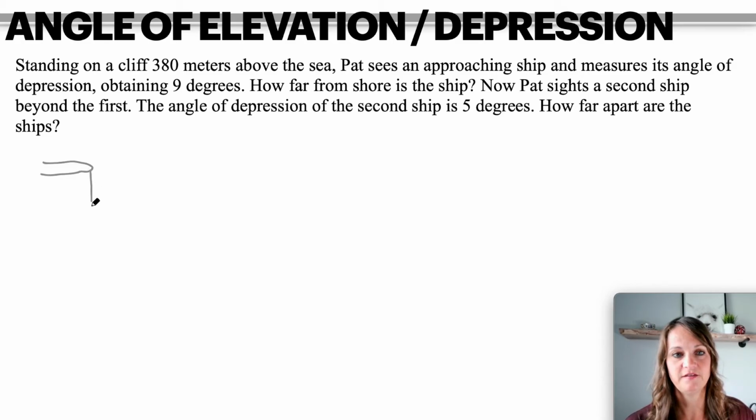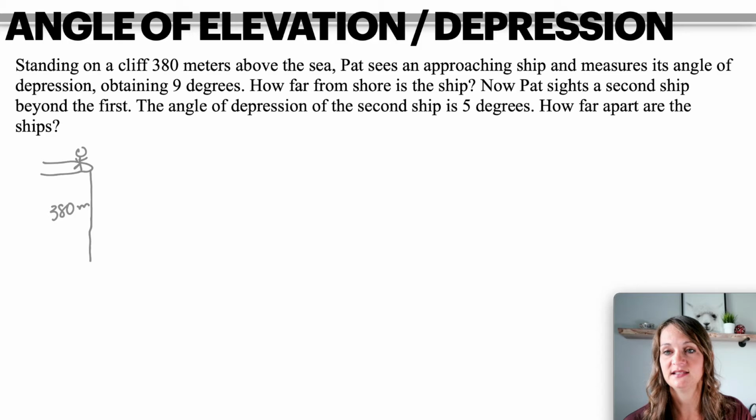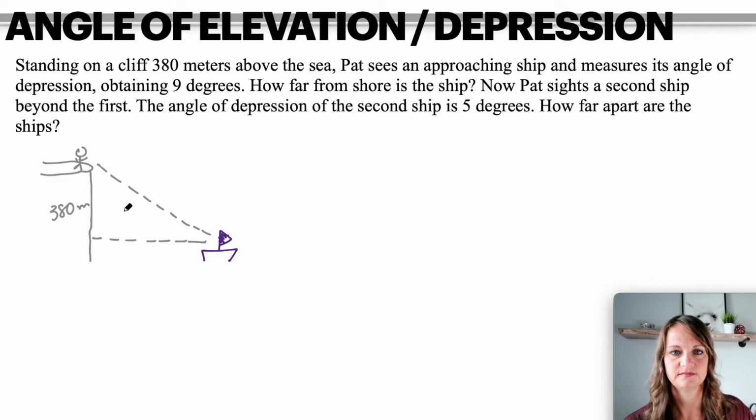We have a cliff that is 380 meters. And Pat is standing on top of it. She sees, or he sees, a ship. And the angle of depression to that ship is 9 degrees. And she wants to know how far is the ship to the cliff.